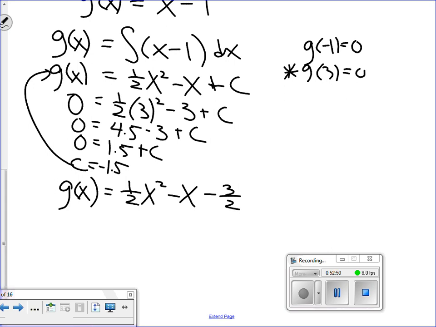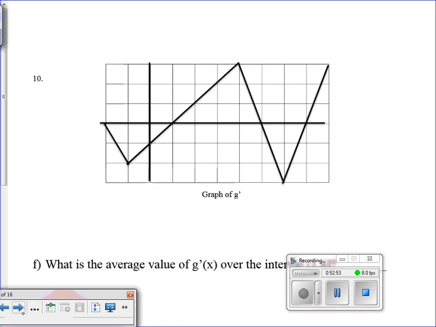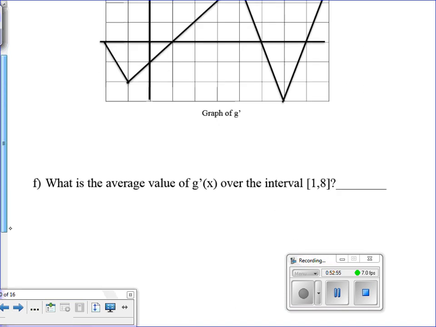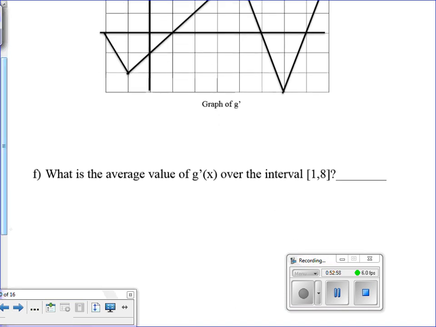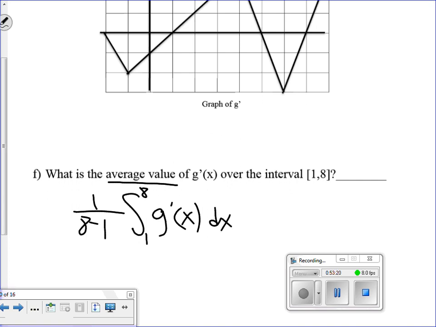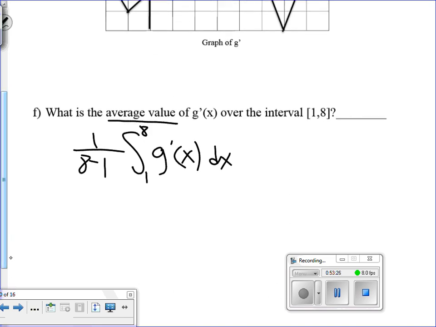All right. Then the last part: what is the average value of g prime on the closed interval from 1 to 8? So they want the average value of g prime. So we know we're going to have to use 1 over b minus a times the definite integral from a to b of that function. So that's just the mean value theorem. That's how we started this whole review. We're going to get 1/9.